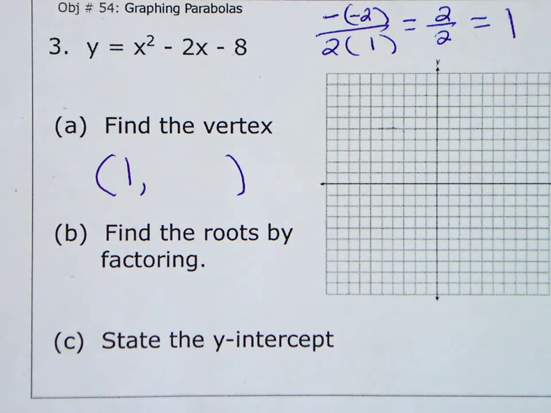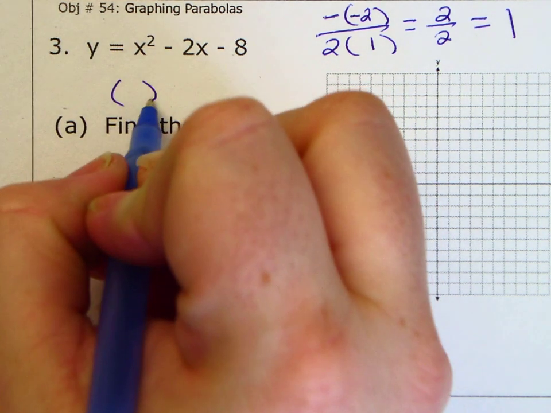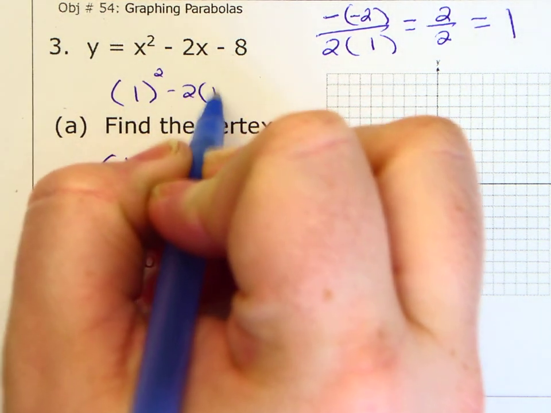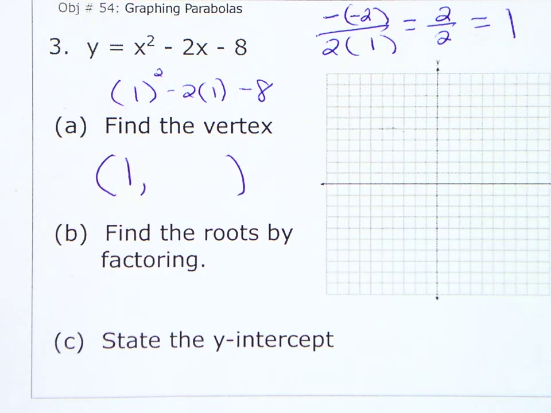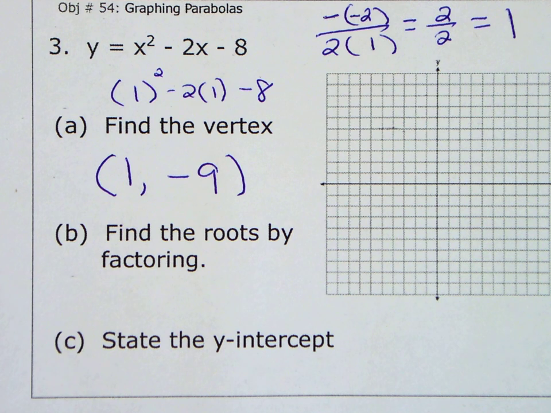And then I have to plug the 1 in to find the y value. 1 squared, minus 2 times 1, minus 8 is negative 9. So I have 1, negative 9. Find the roots by factoring. So I'm going to factor my equation.